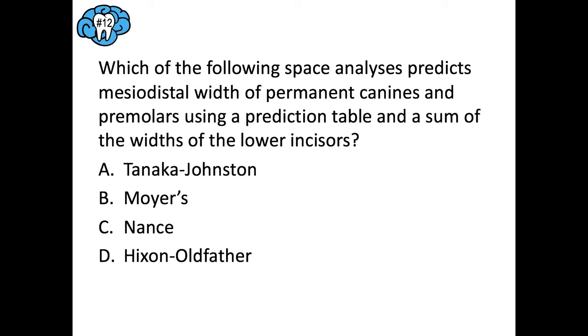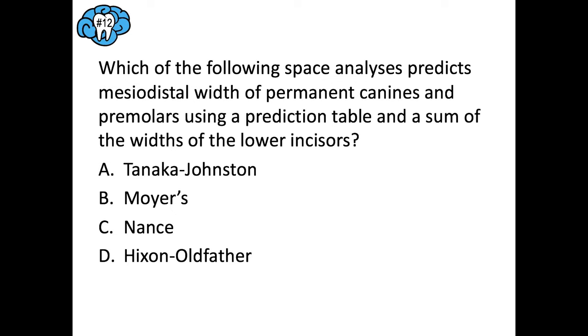All right, question number 12. Which of the following space analyses predicts mesiodistal width of permanent canines and premolars using a prediction table and a sum of the widths of the lower incisors? Go ahead and pause the video, and then we'll talk through this one together.